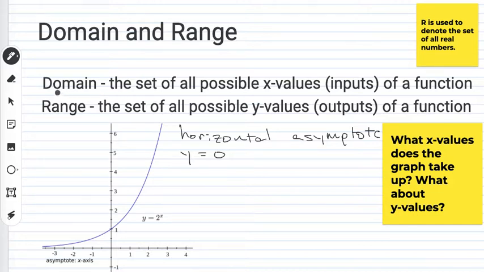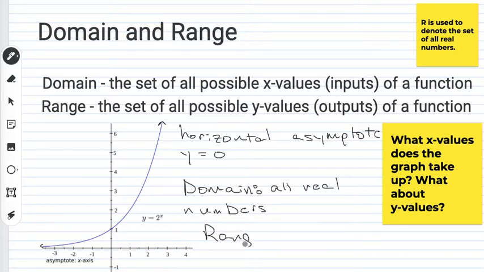Okay? But the first thing I want to do is find the domain. The domain is going to be all the x values, and the function is going to keep on going to the right, and it's going to keep on going to the left until you get to negative infinity. So the domain is going to be all real numbers. But the range is not going to be that, right? Because we have that horizontal asymptote.